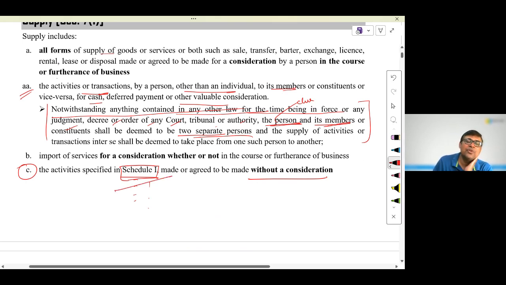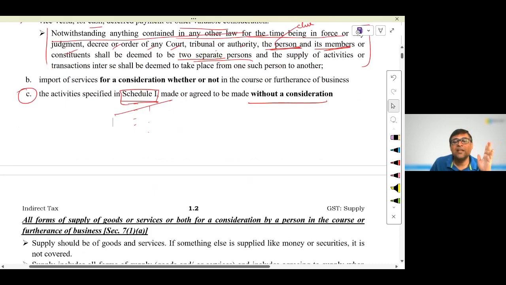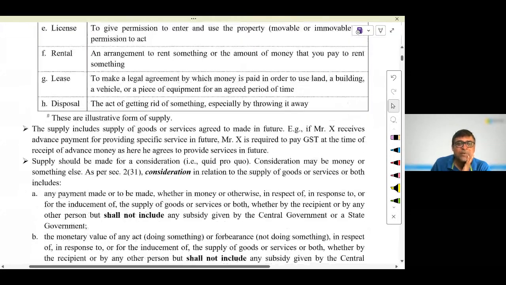So what is Schedule 1? Schedule 1 suggests that even though there is no consideration, still it will be treated as supply. So I'm coming to Schedule 1.